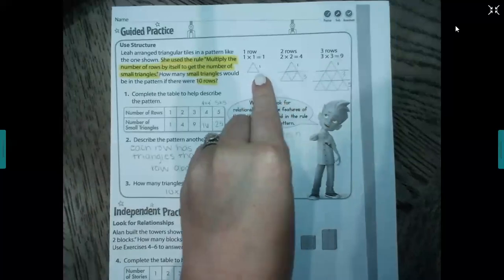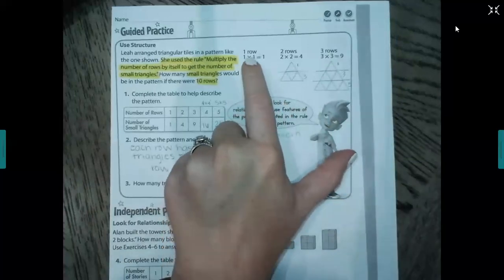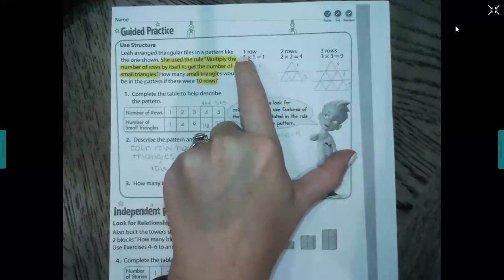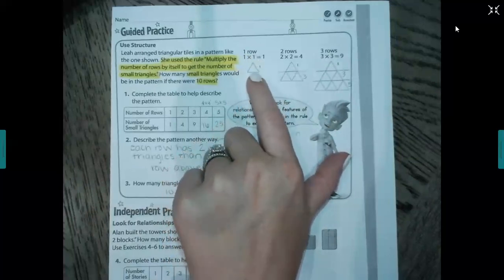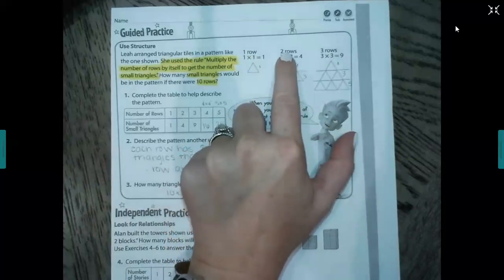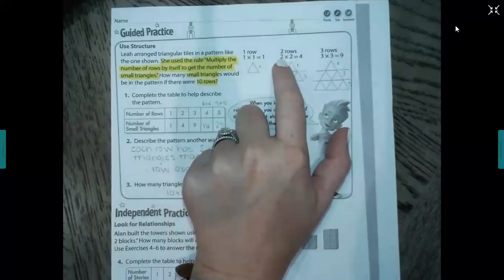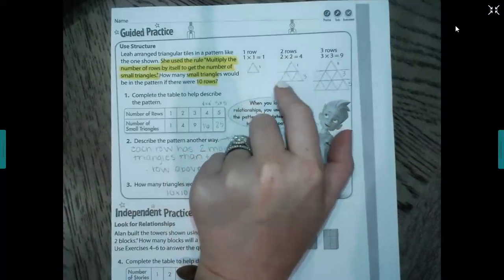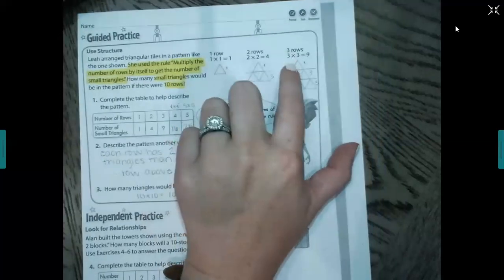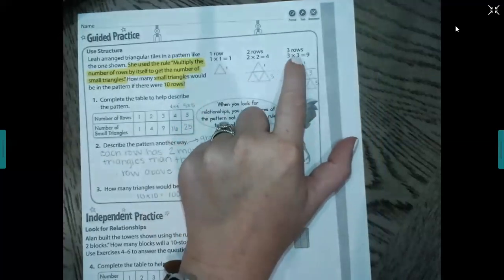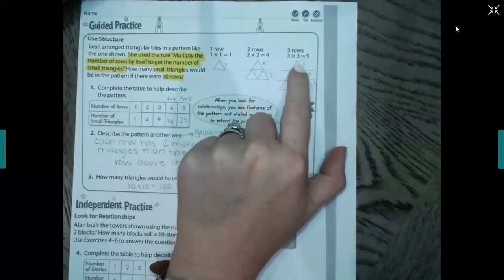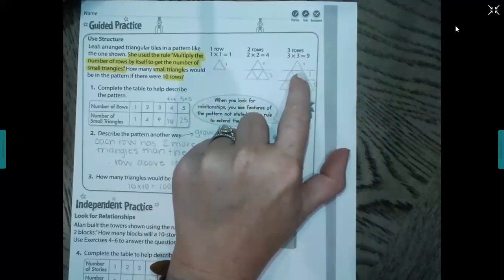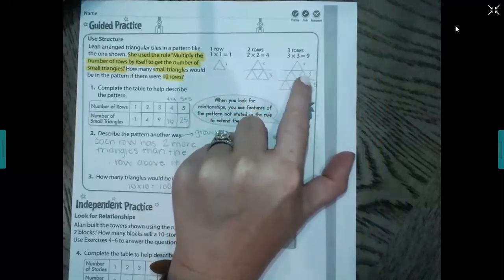Let's go ahead and look to make sure we understand the rule. I'm multiplying the number by itself. So one row, 1 times 1 is 1. So here I have 1 triangle. Now I want 2 rows. So 2 times 2 is 4. So I have 4 triangles. 1, 2, 3, 4. If I want 3 rows, I multiply 3 times 3 and I get 9. So if I want a 3-row of triangles, I would need 9. 1, 2, 3, 4, 5, 6, 7, 8, 9.